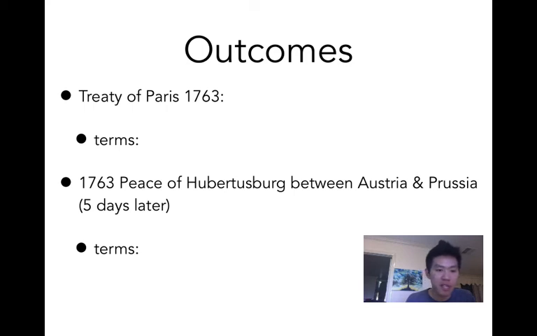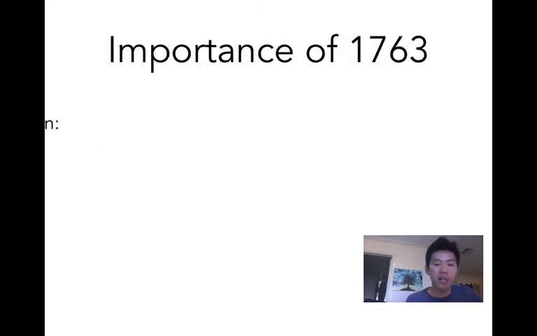Here we have the Peace of Hubertusburg, and this is between really Austria and Prussia. This happens 5 days after, and essentially Prussia was able to keep Silesia. Okay, so this whole thing with Maria Theresa trying to claim it back didn't work. What ends up happening towards the end? Okay, let's wrap this up.